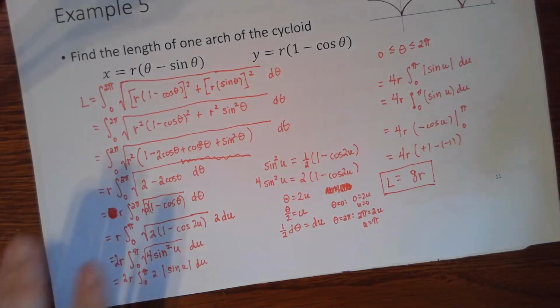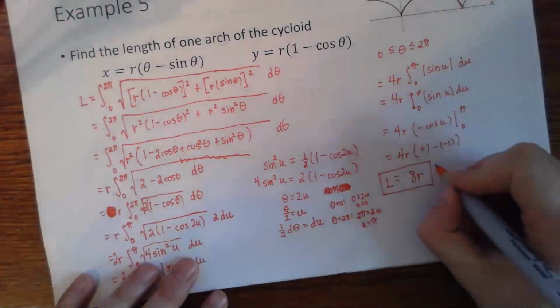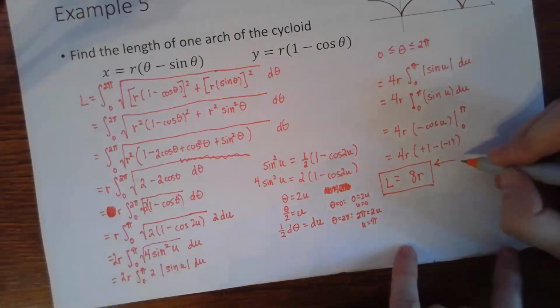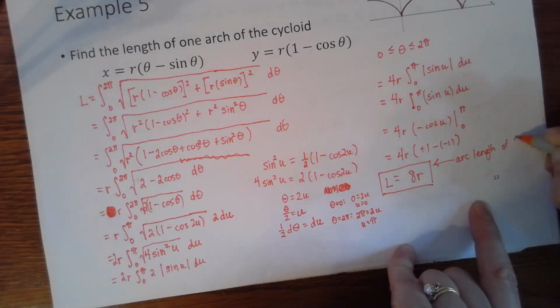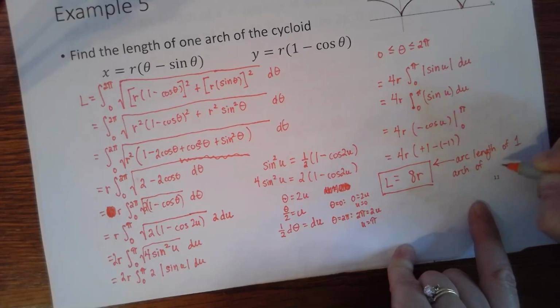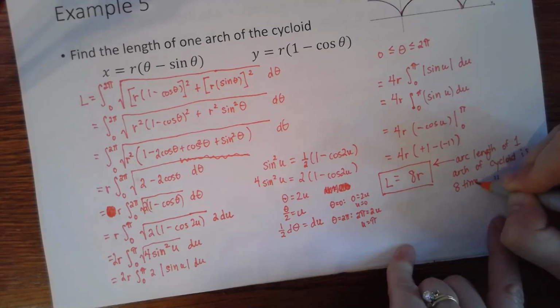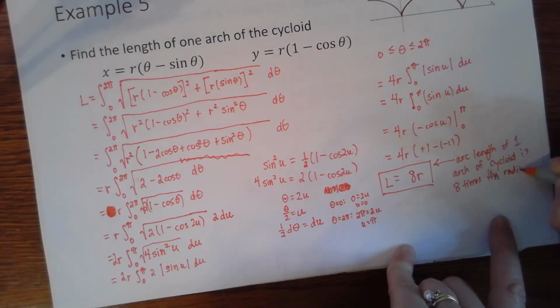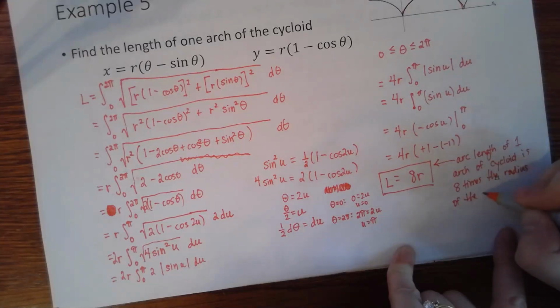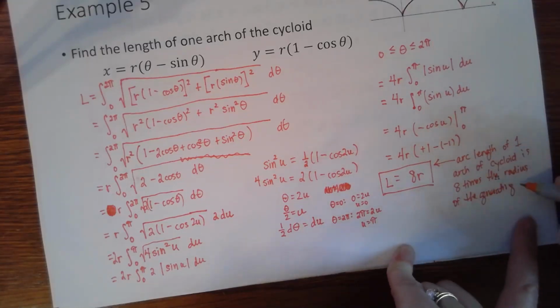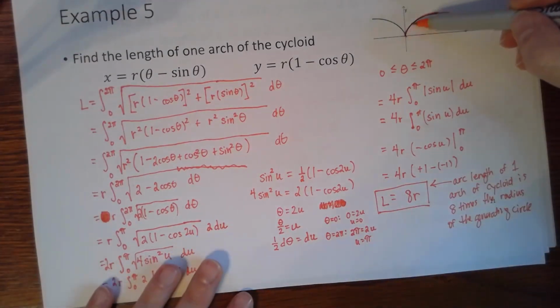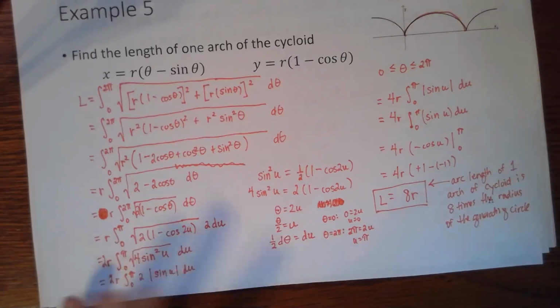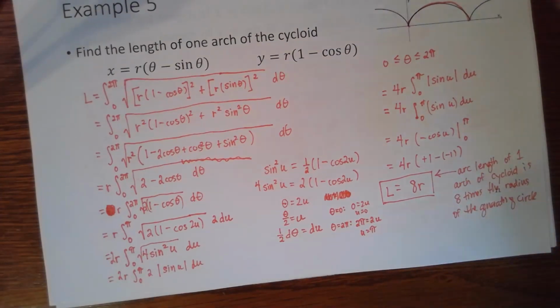So once again, this is an interesting result. This means the arc length of one arch of the cycloid is 8 times the radius of the generating circle. So there was a circle rolling along here that generated that, and the length of the arc is 8 times the radius of whatever that circle was.